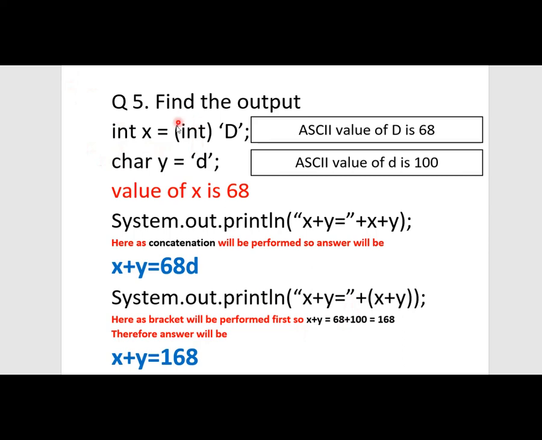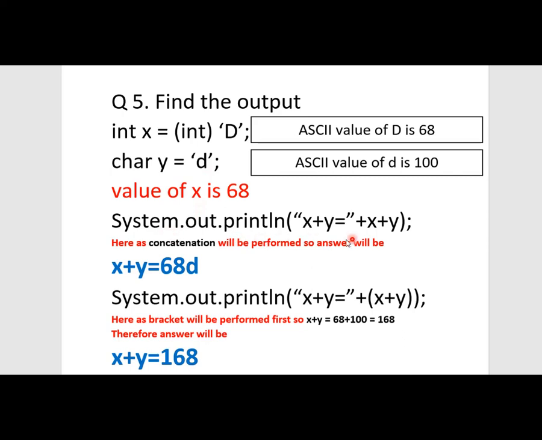Int x equal to int typecast of character D literal. Now what is the ASCII value of capital D? That is 68. Now char y equals small d. What is the ASCII value of small d? That is 100. As x is an integer variable, it will store only integers. So here 68 will be stored. But as y is a character variable, it will store d.